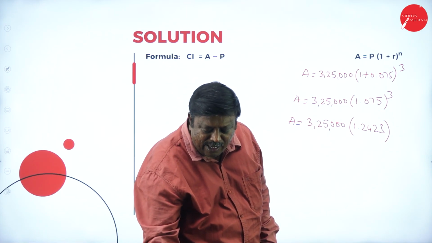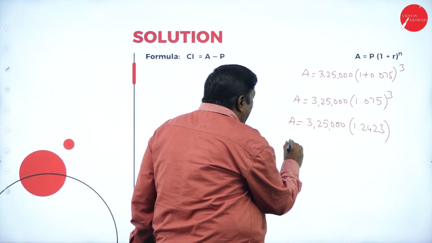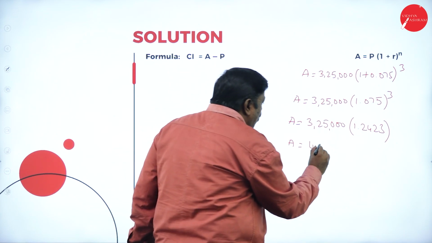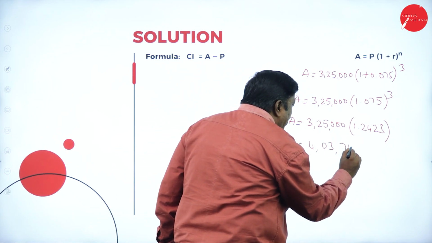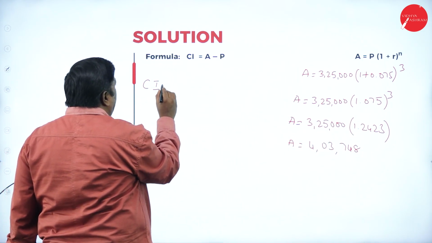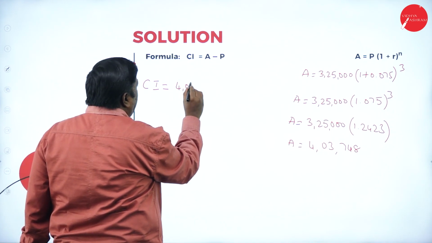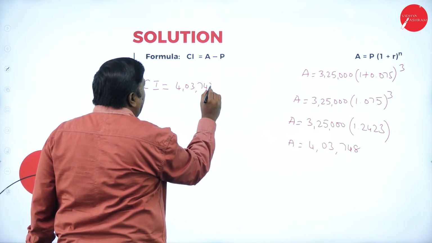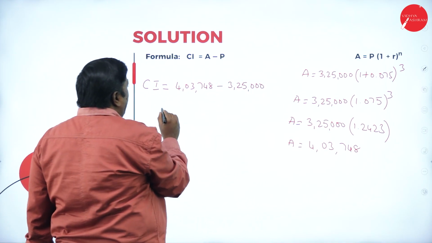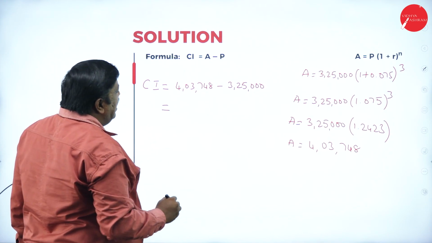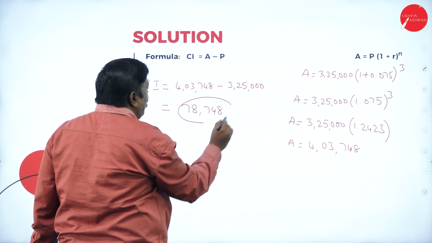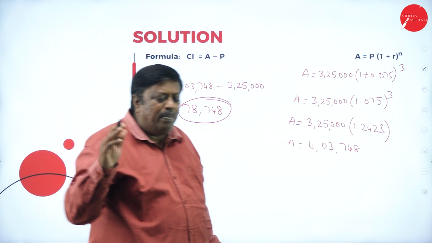1.2423 into 3,25,000. The annuity value will be 4,03,748. So now compound interest will be 4,03,748 minus 3,25,000. So my compound interest will be 78,748.